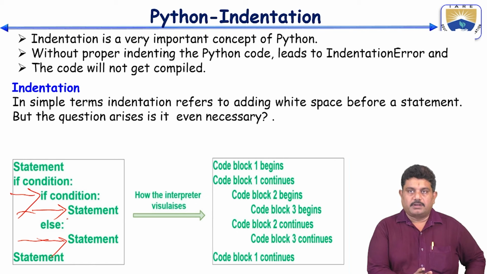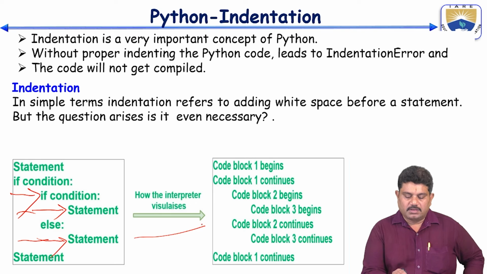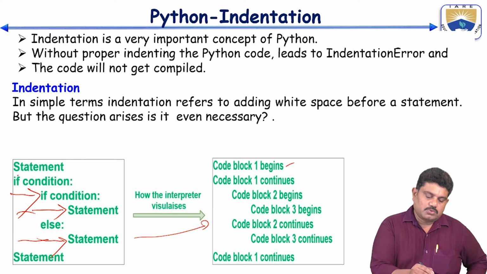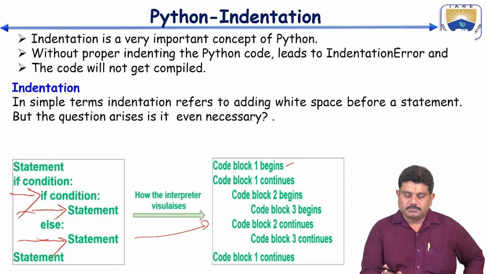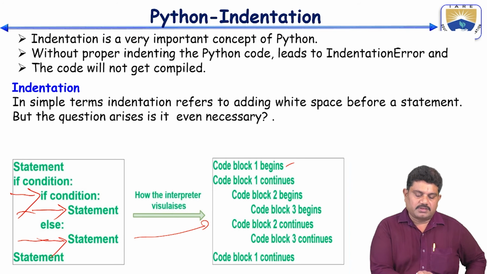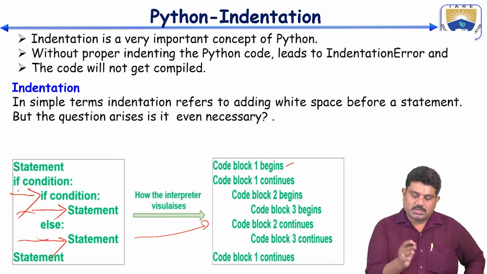Now, how does the interpreter look at this program? Here you can see that code block 1 begins at statement 1. This is where the first code block begins, and then code block 1 continues, because if two statements have the same indentation level, then those two belong to the same block. That's why code block 1 begins and continues: this statement and the if condition both have the same indentation, because both start at the same position. Because of that, those two belong to the same block.